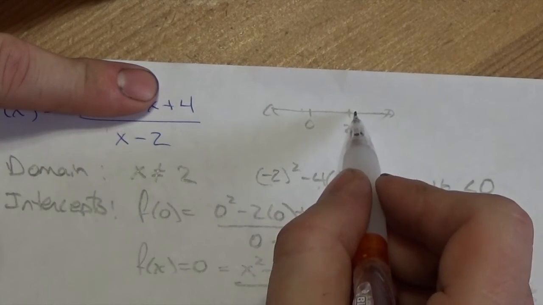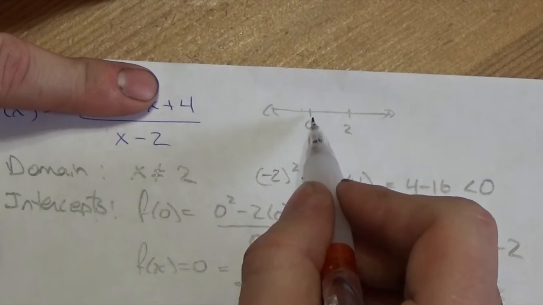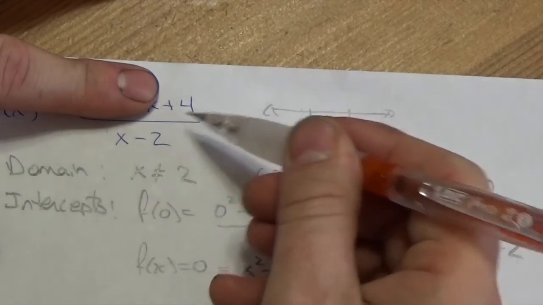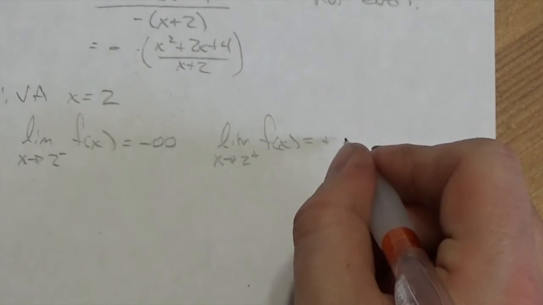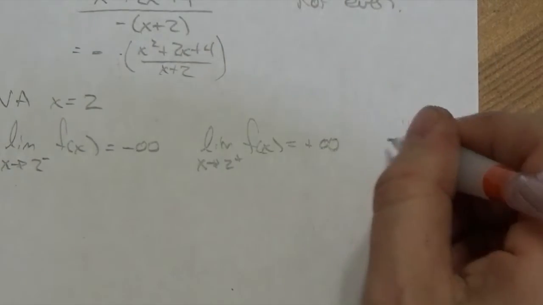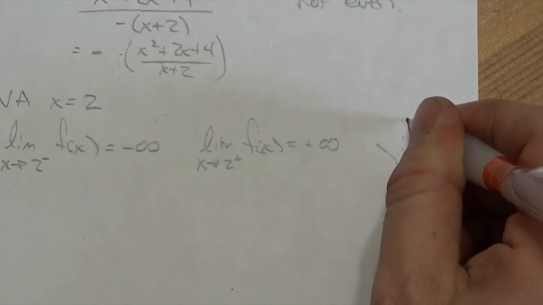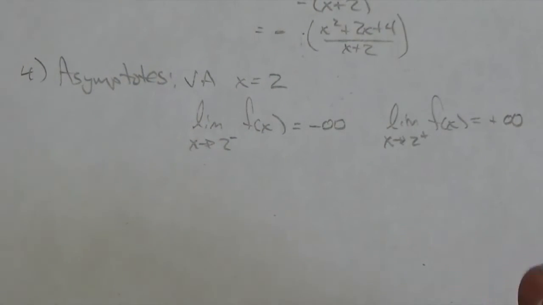When you subtract 2 from that, you're going to get a number that's slightly bigger than 0, so it's going to be positive, but it's really close to 0. Positive divided by a positive is going to get you a positive. So it's going to go up to positive infinity. So basically, if here's 2, it's going to go down on this side, up on that side. Awesome.